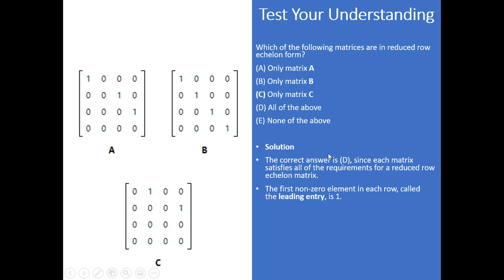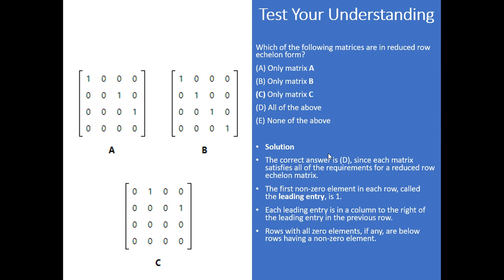The first non-zero element in each row is called the leading entry, and they are all 1. Each leading entry is in a column to the right of the leading entry in the previous row. And the rows with all 0 elements, if any, are below the rows having a non-zero element. Lastly, the leading entry in each row is the only non-zero entry in its column.